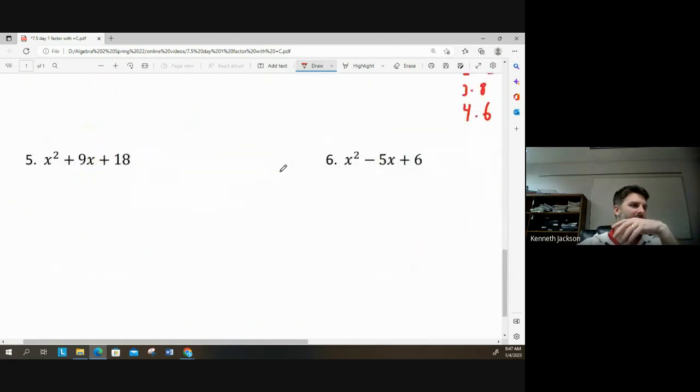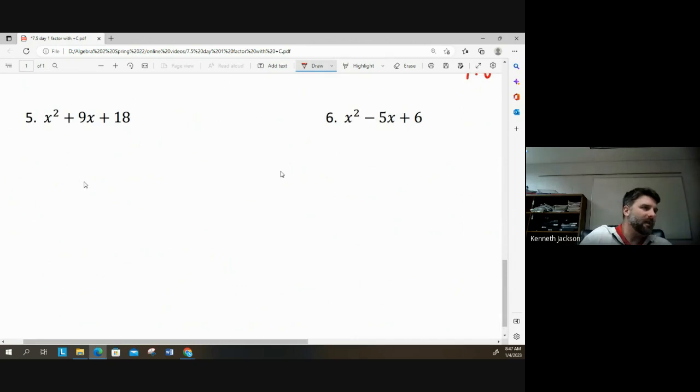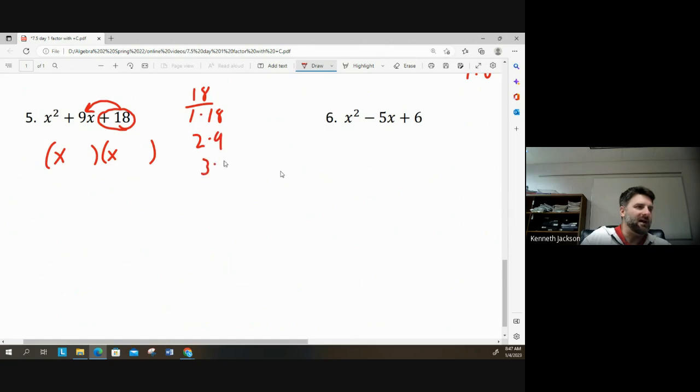Last two. On number 5, x and x will give me x squared. I'm looking for numbers that multiply to 18 and add to 9. So numbers that multiply to 18. 1 times 18, 2 times 9, and 3 times 6. Which of these combinations will add to 9? Well, that's positive 3 and positive 6.